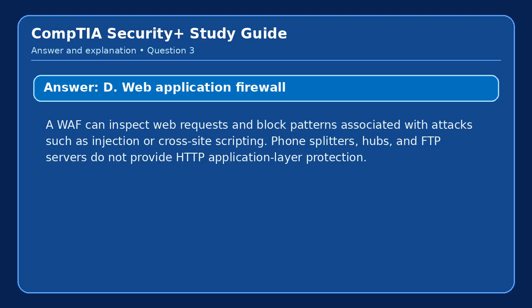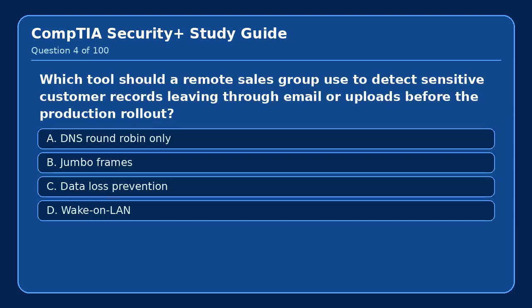Question 4. Which tool should a remote sales group use to detect sensitive customer records leaving through email or uploads before the production rollout? A. DNS round robin only. B. Jumbo frames. C. Data loss prevention. D. Wake on LAN. Take a moment to choose your answer.